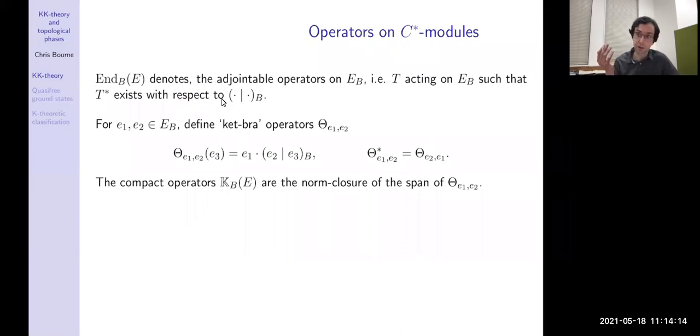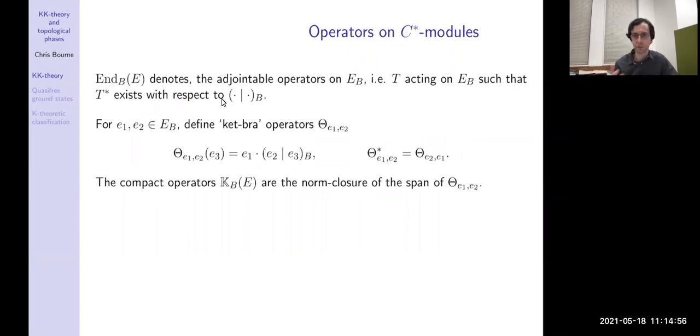So a good example of these adjointable operators are these finite rank, sort of ket-bra type operators, where if I have e1, e2, and e3 from my module, then I can take the inner product of e2 and e3. That gives me an element in B. And then I use the right action and act on e1. So this is sort of an analog of a finite rank type operator. And you can check, it's a simple calculation, that this guy is in fact adjointable, and the adjoint is just the same operator with the e1, e2 reversed.